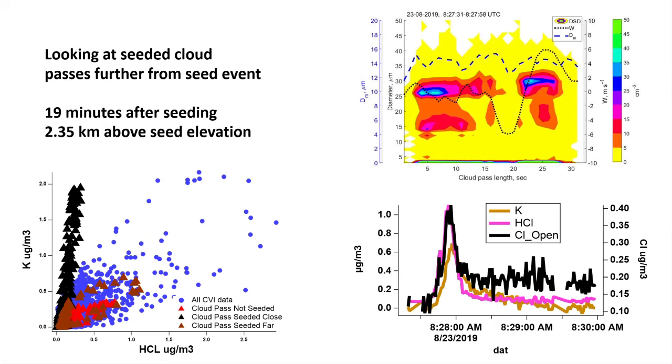Now, we can also look at the mini-AMS signal during this cloud pass. That's in the lower right here. We have potassium jump up, we have HCl jump up, and we have chlorine, refractory chloride, jump up and then stay elevated for some time afterwards. And then if we look at our scatter plot of potassium versus HCl here, you can see the brown triangles are this seeded cloud pass, and it's kind of in between the case where we're right behind the aircraft and the case where there's no seeding at all.